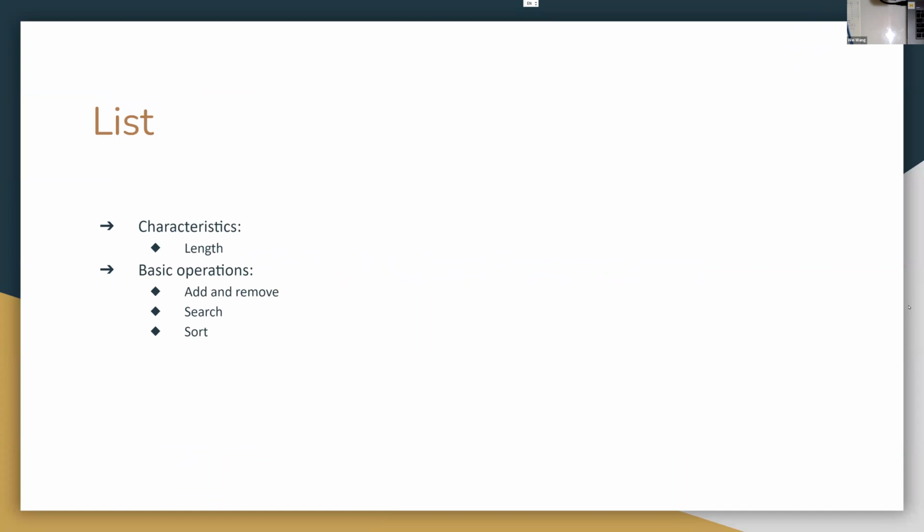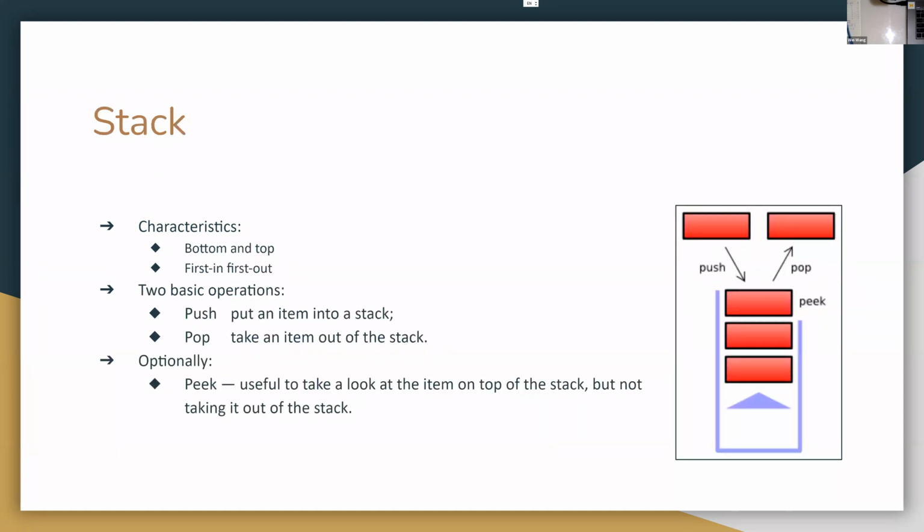The simplest thing is probably list, right? List meaning that you can have a list of things. What you can get out of the list is how long the list is. And then you can add to the list or remove from the list, and access members in the list, right? And then you can do search and sort. These are the type of operations that you can do on a list. All right, the next thing is stack.